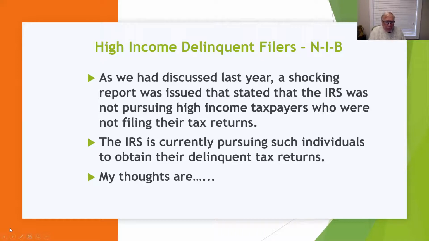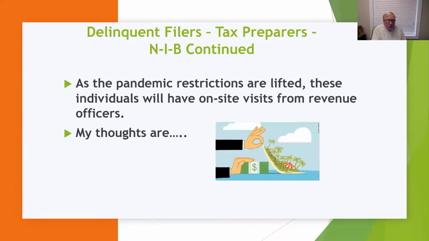As we discussed last year, a shocking report, this still shocks me and still upsets me about the IRS, was issued that stated the IRS was not pursuing high income taxpayers who were not filing their tax return. Now the IRS, because they were burned by the Treasury Inspector General for Tax Administration Office in a critical report of this, is currently pursuing such individuals to obtain their delinquent tax returns. However, I've heard of cases where these delinquent tax returns are being given to revenue officers who have no technical expertise, who are not looking at them, just simply want the tax return submitted.